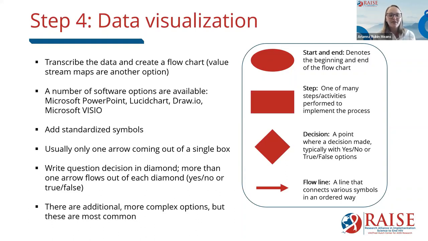You can start by using the set of standardized symbols that you can see on the right side of the screen. You don't need to use all the symbols, but these are some of the more standardized ones. Activity steps are represented by a rectangle. Usually you just have one arrow coming out of an activity, but you can have more than one arrow coming out of a decision, which is usually indicated by a diamond. For example, you might have one arrow that's yes and one arrow that's no.